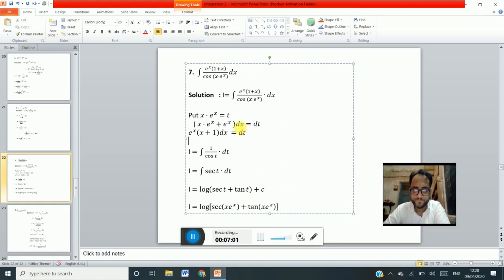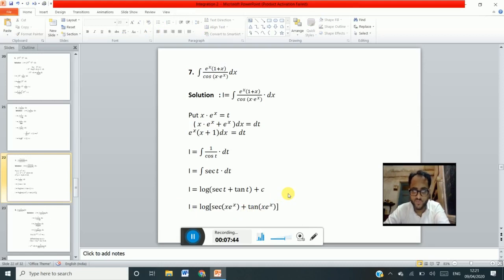See, once again we repeat this example. Let I be the given integral, put x into e to the power x equals t. After differentiation, according to the product rule, x into e to the power x plus e to the power x into 1 dx equals dt. Take e to the power x common, we get x plus 1 dx equals dt. After substitution, we get 1 upon cos t, which is sec t, and the integration of sec t is log of sec plus tan t. Now put the value of t, that is x into e to the power x. So finally we get log of sec of x e to the power x plus tan of x e to the power x, right? This is the answer.